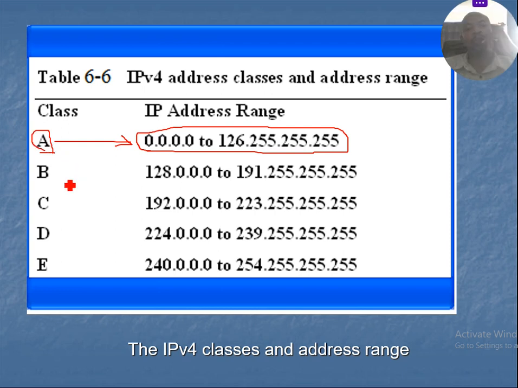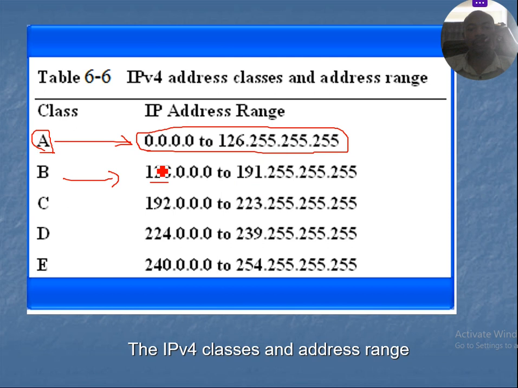Now for class B, we start from 128, then the next one is starting from 128.0.0.0 up to 191.225.225.225. So this is for class B.